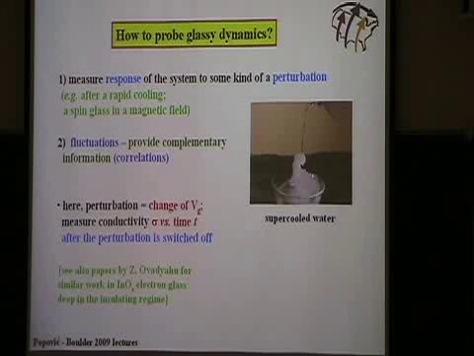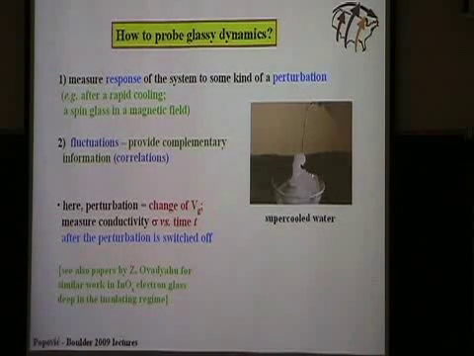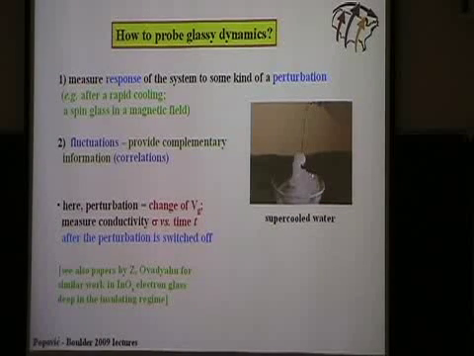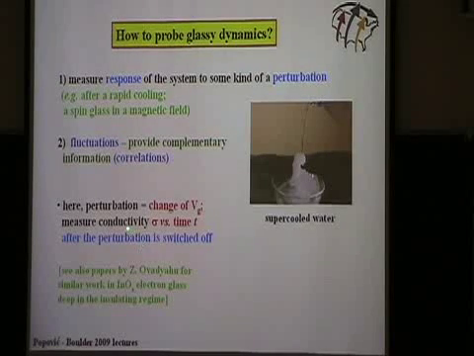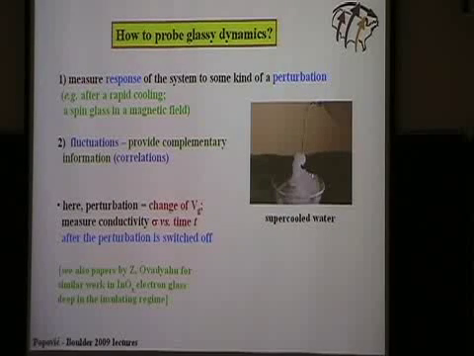And since we have MOSFETs, we can change the density easily, and we are also interested in the charge glassiness. The most convenient perturbation that we can apply, and maybe the most relevant one, is to change the gate voltage or the carrier density. So we want to change the carrier density and see how the conductivity relaxes towards equilibrium. In other words, how it changes with time after the perturbation is switched off.